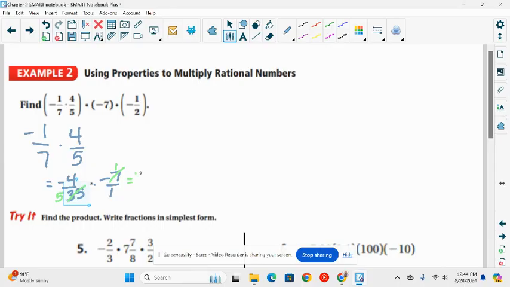Negative 4 times negative 1 gives me 4. I got a negative and a negative, so that's going to give me a positive, and then 5 times 1 is 5. So I got to bring down my times the negative 1/2. Can I do any cross canceling there? Yes. Where? 4 and 2, do they share something in common? 2. So 4 divided by 2 is 2, and 2 divided by 2 is 1, so I end up with negative 2 over 5.